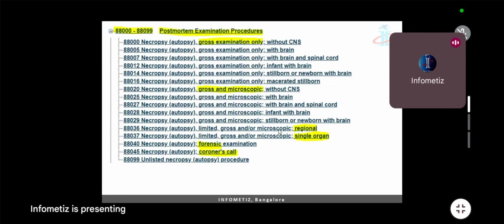88005 and 88025 are with brain. It means CNS included, but not complete CNS, without spine. But in the next codes, 88007 and 88027, it's brain with spinal cord. They are checking brain as well as spine.